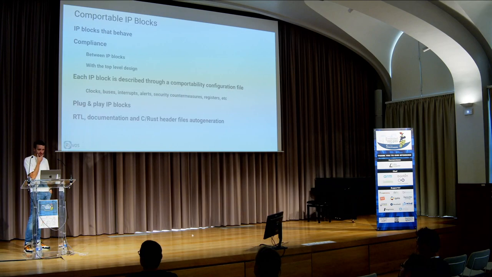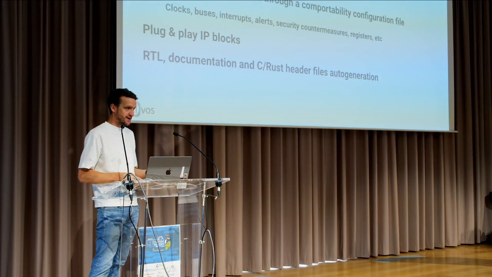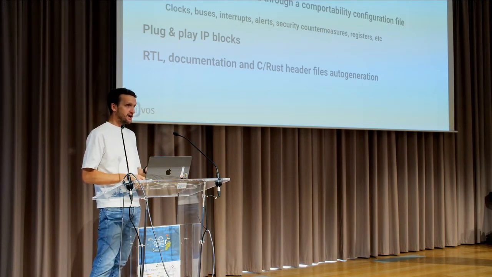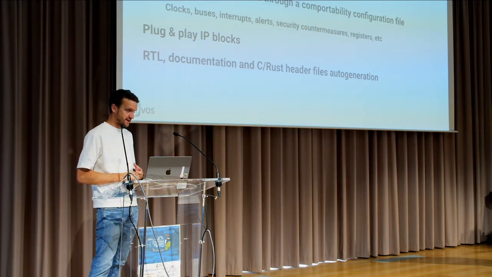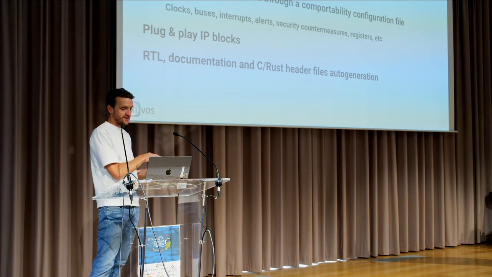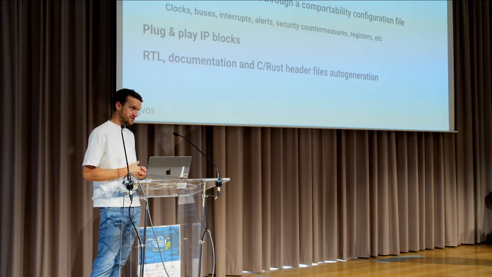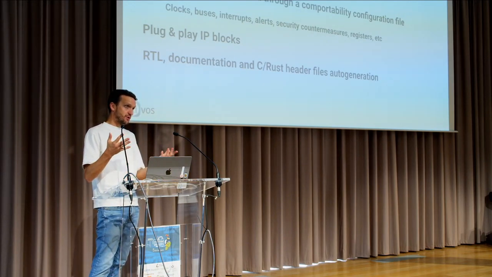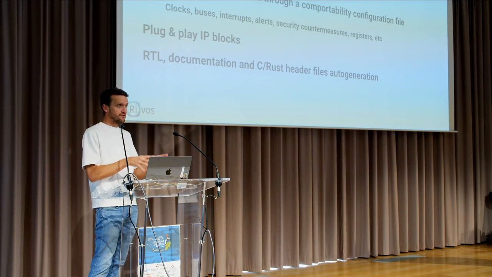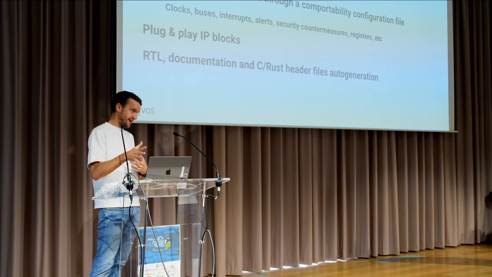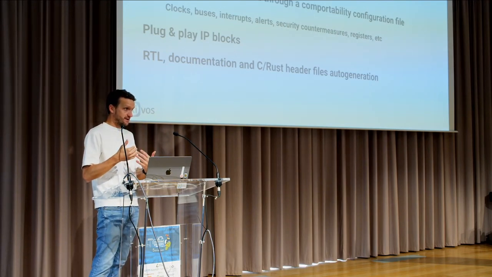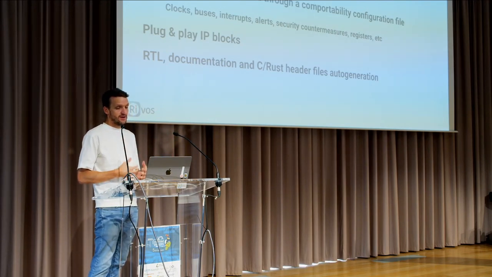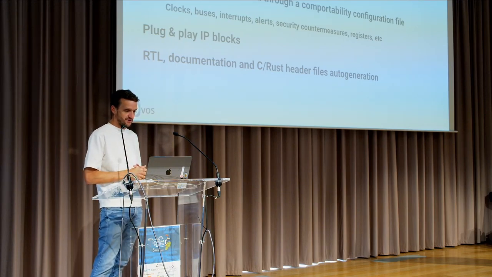And this is all described through an actual configuration file where each and every IP block describes its clocks, its buses, the interrupts that it can generate, the alerts that it can generate, all the security countermeasures that I talked about, all the registers that it exposes through MMIO. And for example, the OpenTitan documentation on each and every IP block is automatically generated from this file. So you get a completely up-to-date, registered definition of your IP blocks with the comments that come in this configuration file.